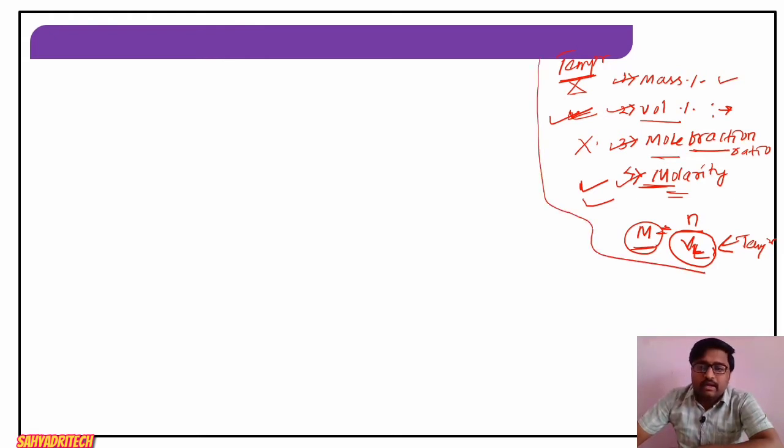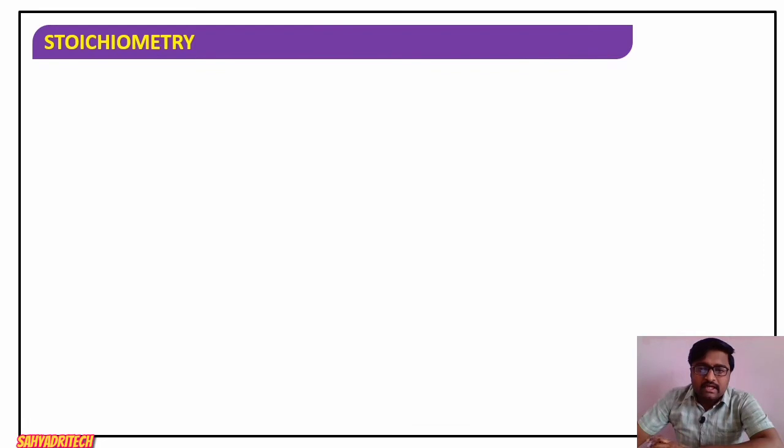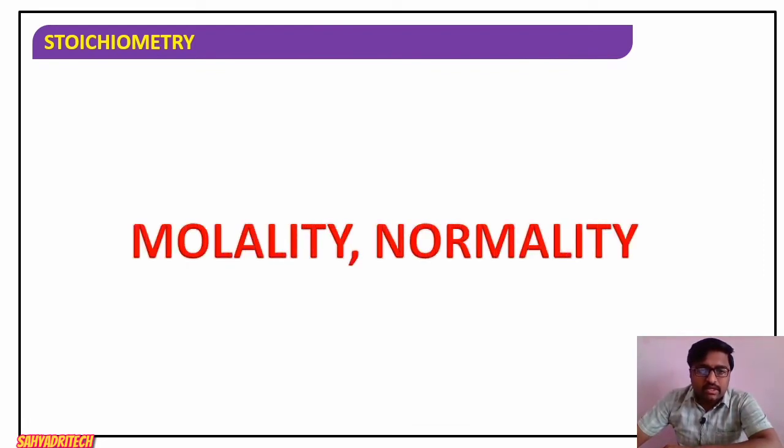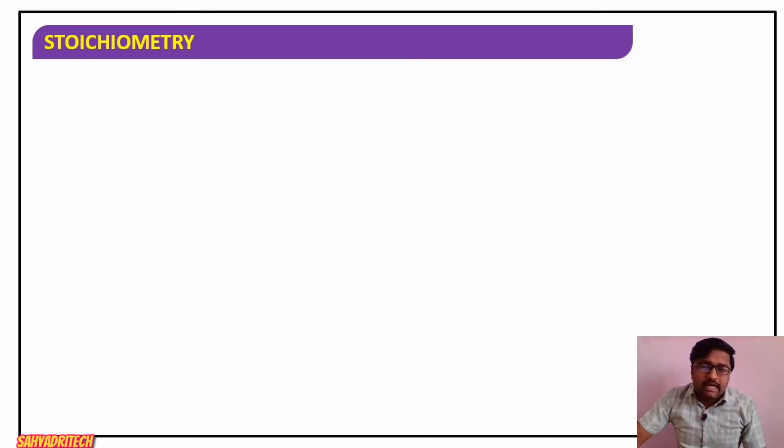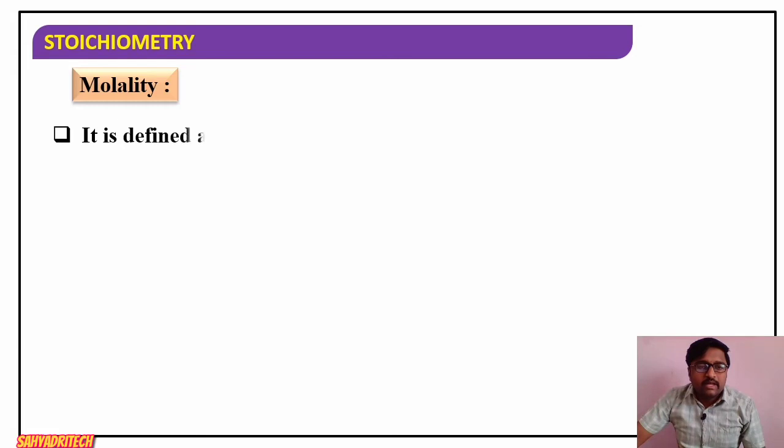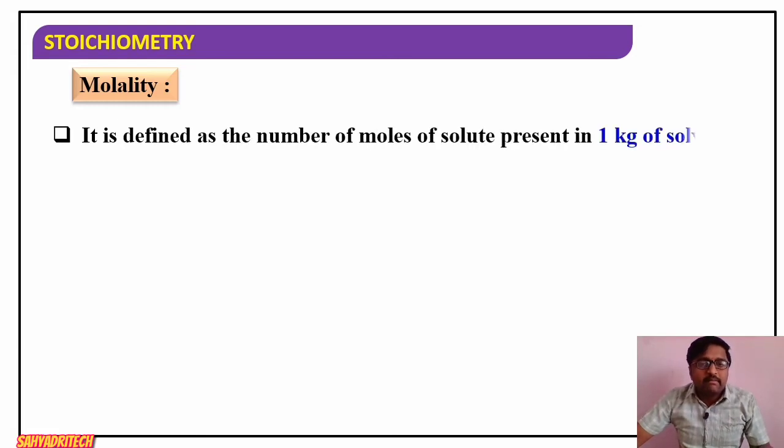Now we go for the next concept, the continuing part. The remaining concentration terms include molality and normality. These are also concentration terms which are used to express the concentration of a solution. First one, molality. Molality is defined as the number of moles of solute, as we defined molarity.